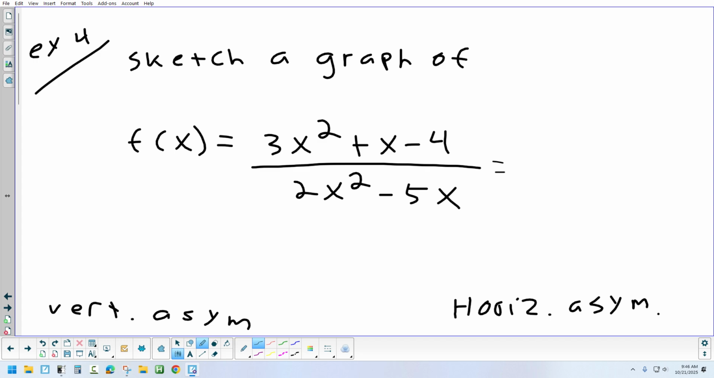Okay, so again, first thing I always do is factor the denominator. This time, the only kind of factoring you can do is to take out the GCF. What's the GCF between those two terms?